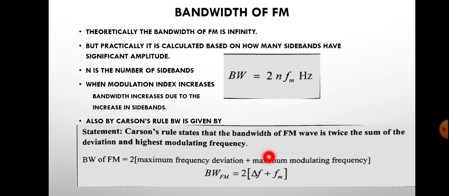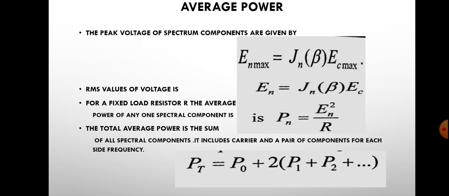So this equation will be useful for doing problems. The theoretical equation for the bandwidth is 2n into FM. Next, let us calculate the average power of an FM wave.